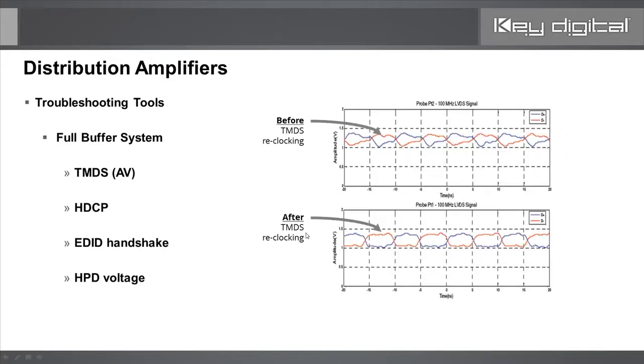So again, just like the other products you may have learned about by now in the IAVC professional course, these distribution amplifiers give you the full suite of our full buffer system. And this is an up close and personal look at reclocking. TMDS stands for transition minimized differential signaling, but again, just think of it as the audio video layer of an HDMI signal. We look at top and bottom. We compare the two.